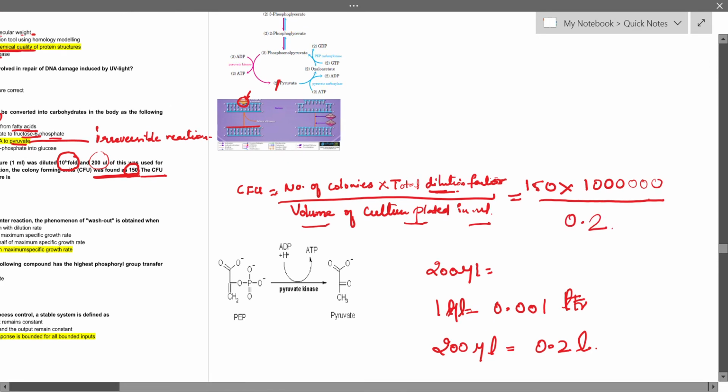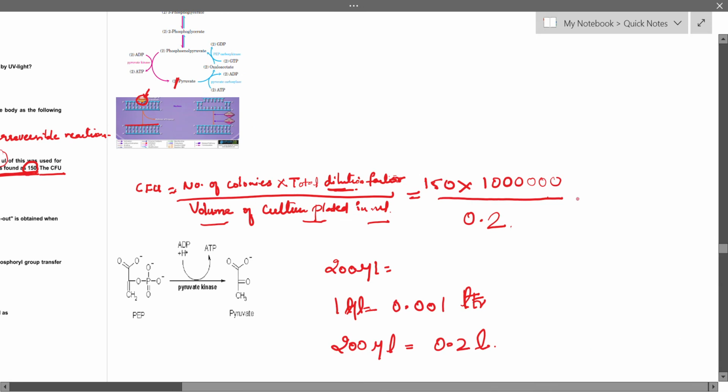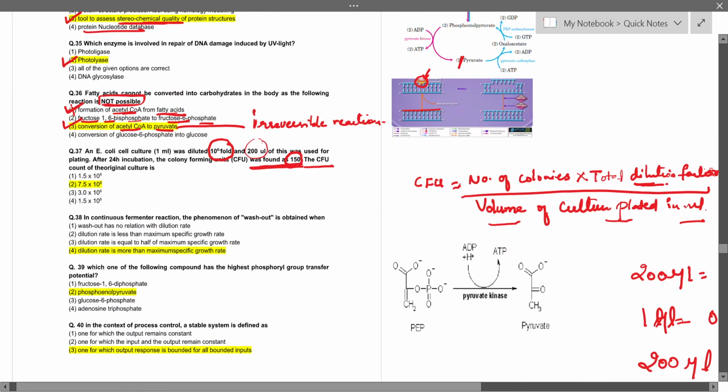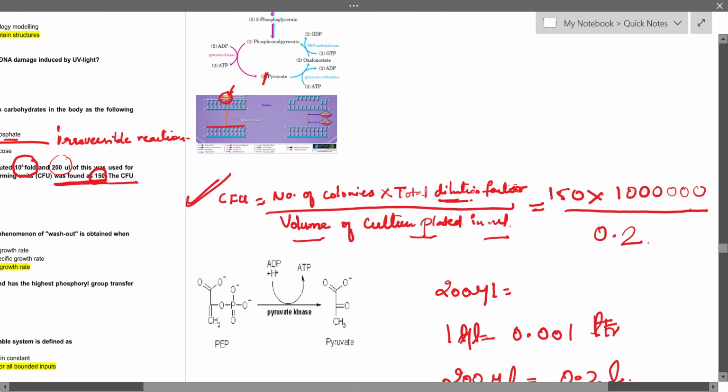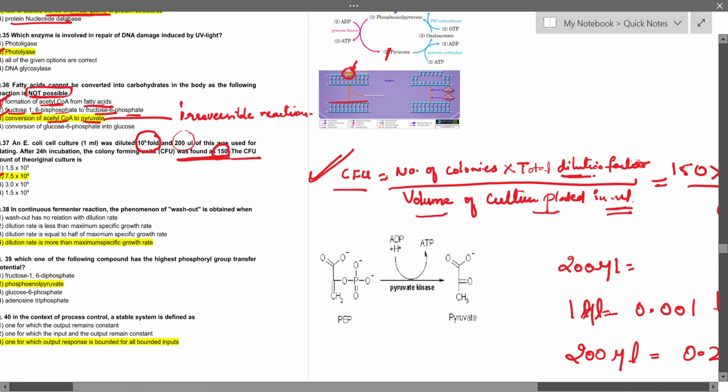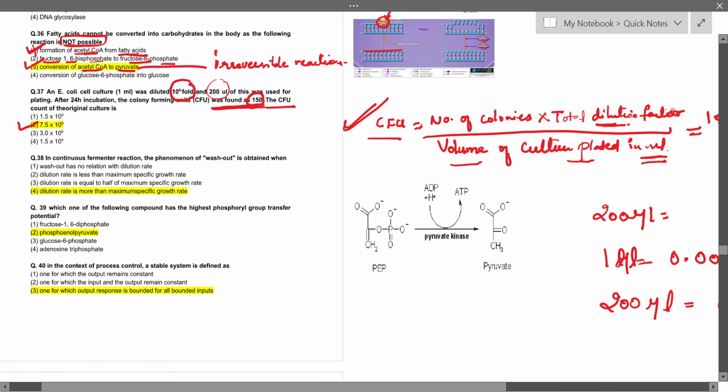When we calculate all of these values, we will get the answer to be 7.5 into 10 to the power 8. So 7.5 into 10 to the power 8 is the correct option. You have to remember this formula, that CFU is equal to number of colonies into total dilution factor divided by volume of culture plated in ml. ml is important here.